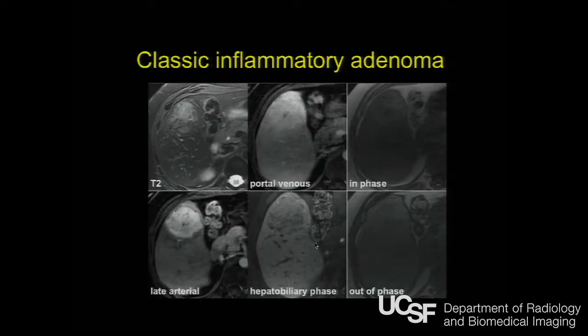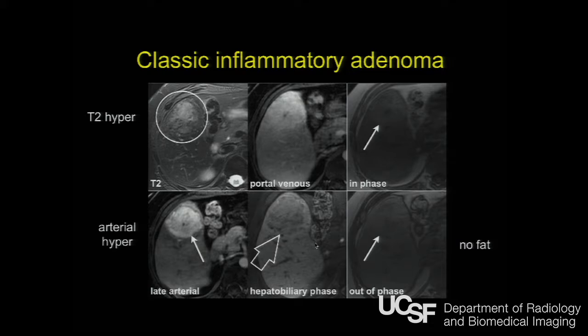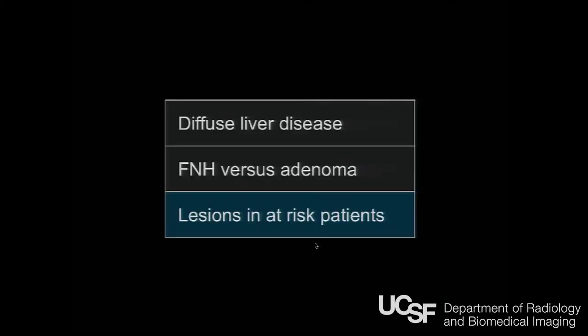So here is an example of a classic inflammatory adenoma. You can see clearly this very bright T2 high signal intensity of the lesion. It demonstrates brisk arterial hyperenhancement. And if you look on in and out of phase imaging, there's no evidence of signal loss because there's no microscopic fat. And then on hepatobiliary phase, it's slightly hypointense. So adenomas are hypointense on the hepatobiliary phase compared to FNHs, which are going to be iso to hyperintense. Okay, so this is the inflammatory adenoma. The most common type of adenoma has a risk of bleeding and malignancy, T2 hyperintensity, brisk arterial hypervascularity.